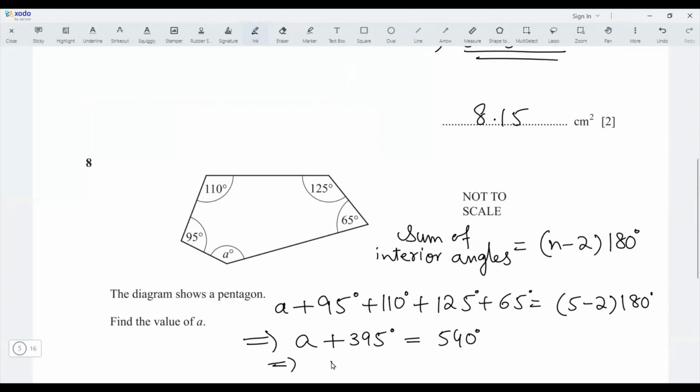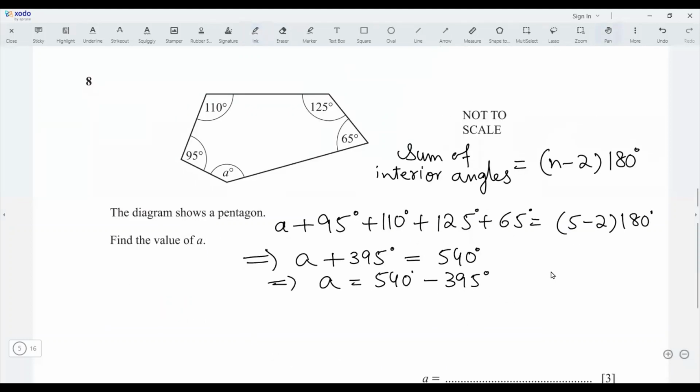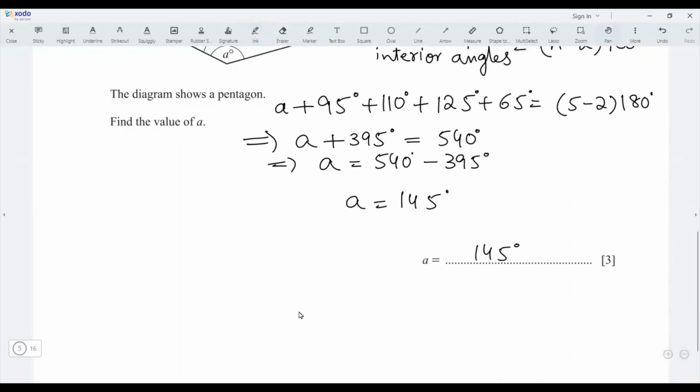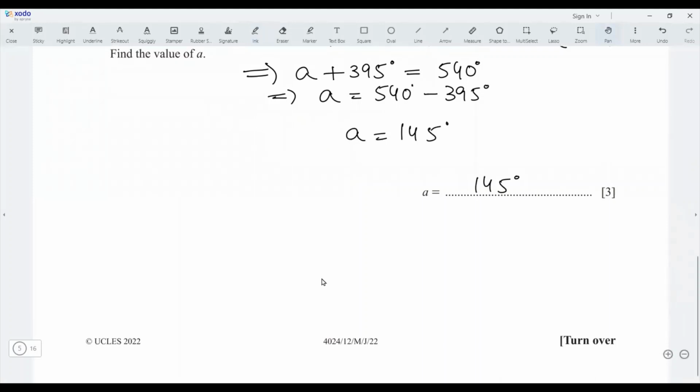So subtracting 395 by bringing it to the other side, after subtraction the result is 145. So A must be 145 degrees. So this is all from question number 8. Now we have to solve question number 9.